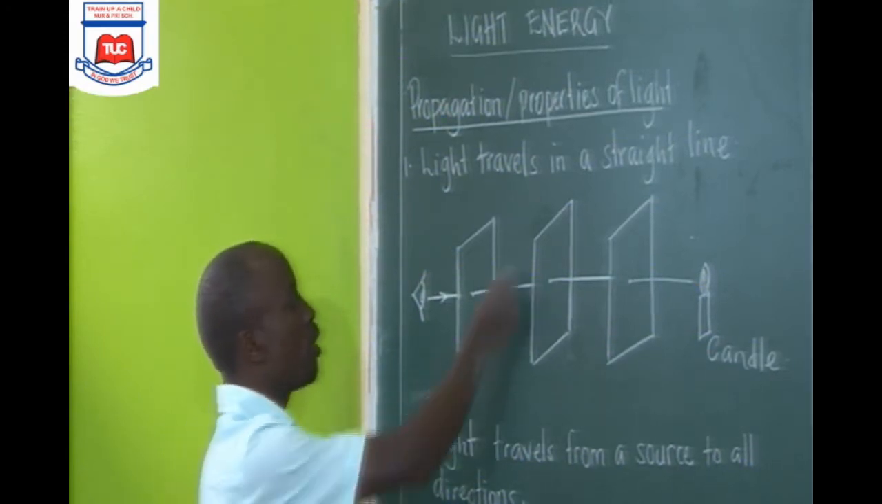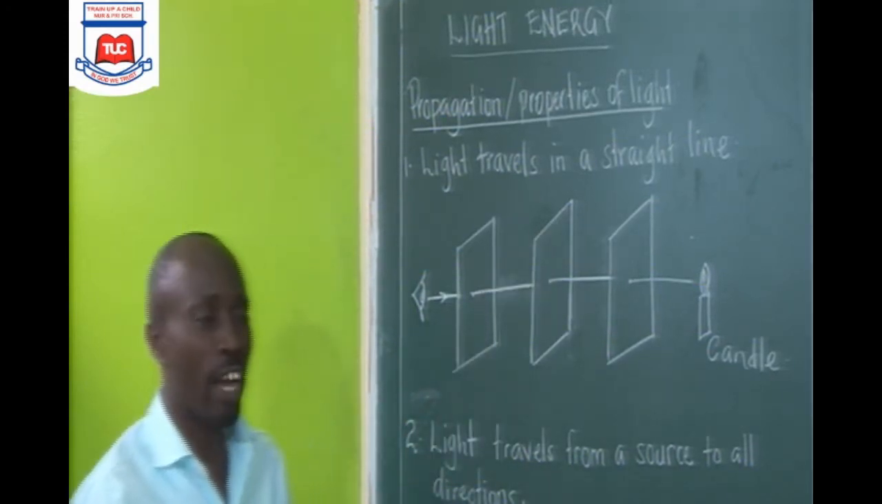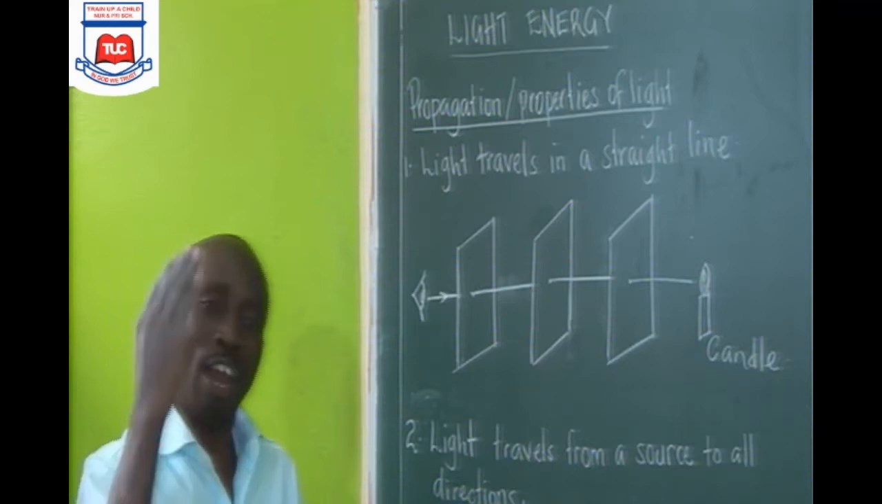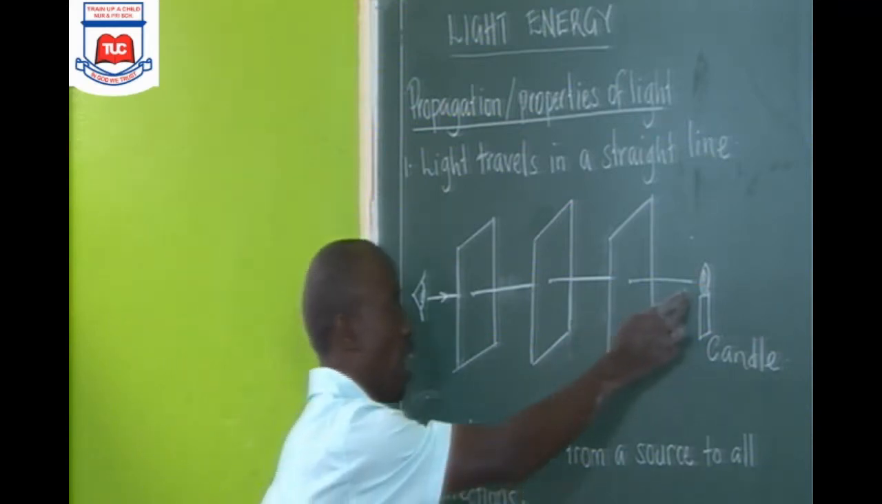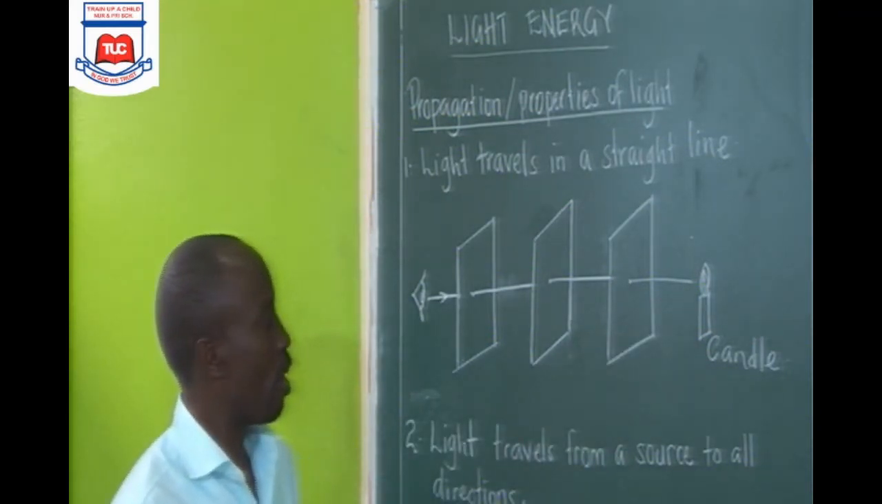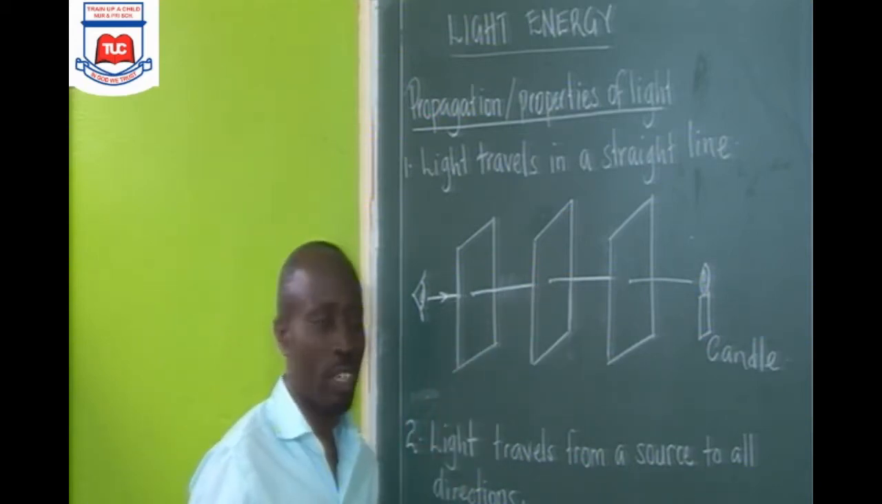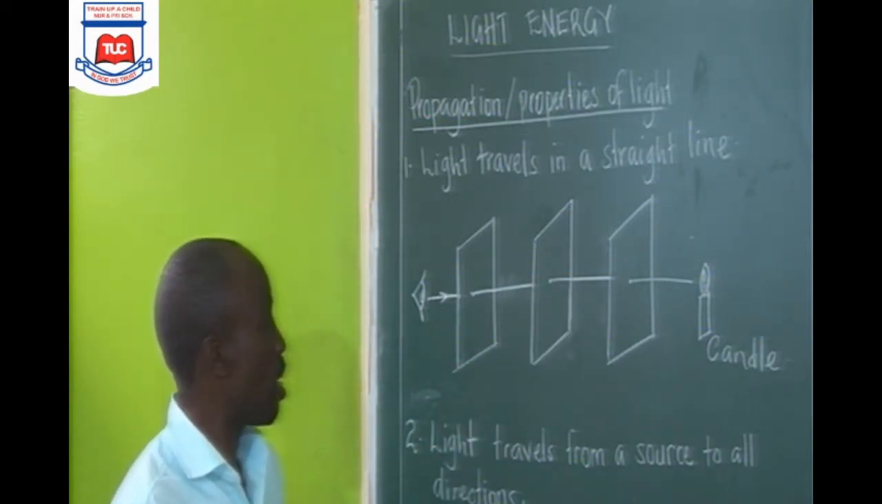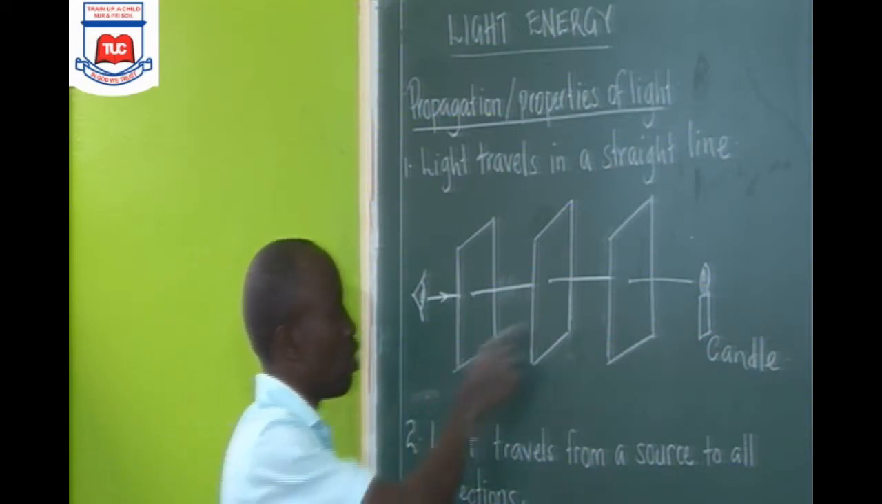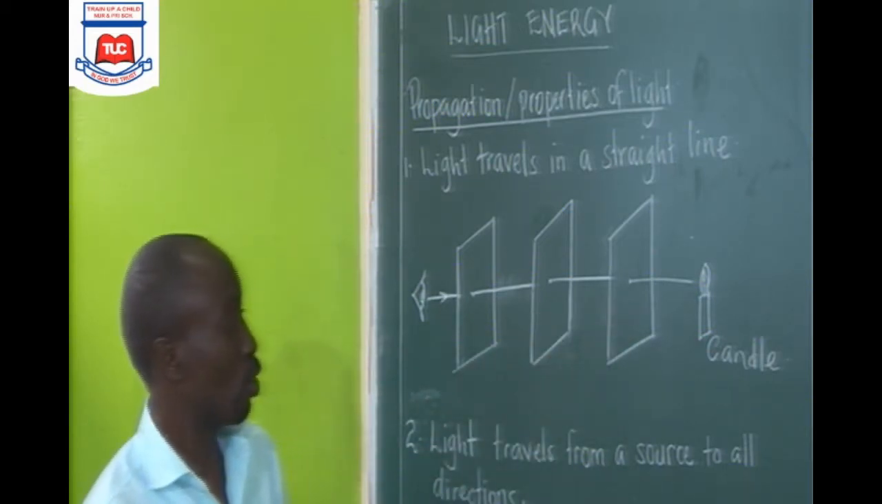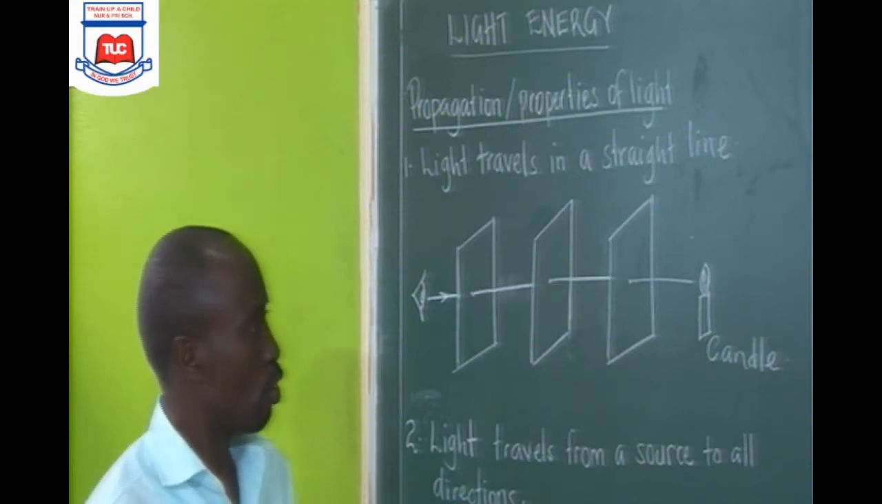If you alternate the order of the cardboards, that means you cannot see the source of light, that is the candle. In that case, it will mean that they are not in a straight line. They will only be in a straight line if you can view the source of light, that is the candle. So that is one thing.